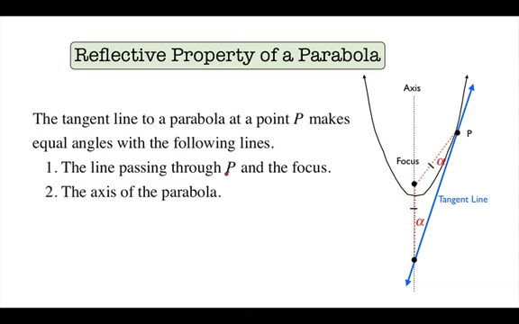The line passing through P and the focus. So this is the first line. The second line is the axis of the parabola, which is this line. And notice that these are the two angles that are equal. Hence we have an isosceles triangle. Since these base angles are congruent, you know that this side here is equal to this side. And we're going to be using this property on the following two problems. Let's move on to the next slide.